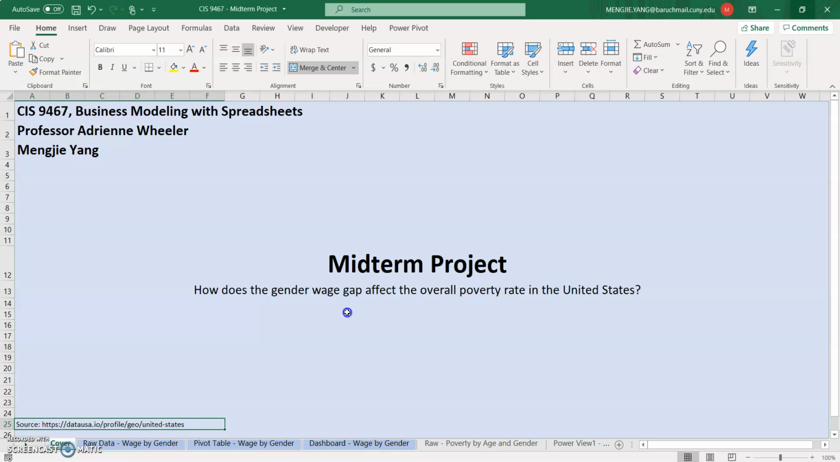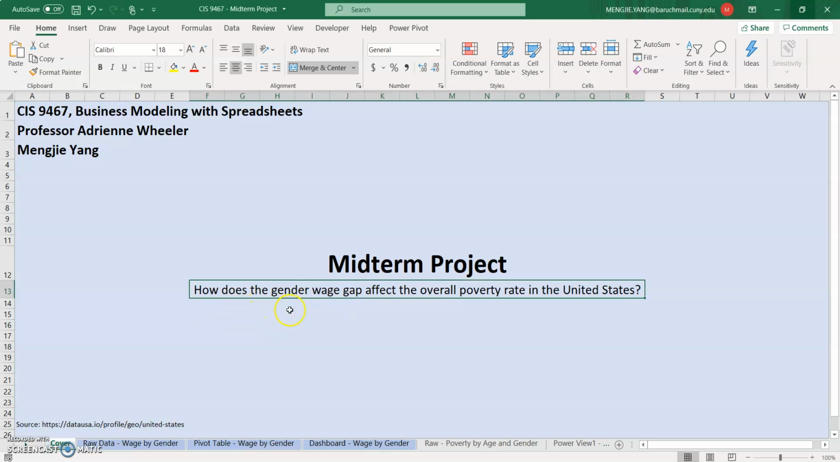I will be presenting on the research question, how does the gender wage gap affect the overall poverty rate in the United States? I decided to study this question because the issue of poverty has always been part of the public conversation, since poverty is the root cause of many terrible conditions, such as homelessness and food insecurity. And of course, money is important, so we care about all factors that might lead us to poorness.